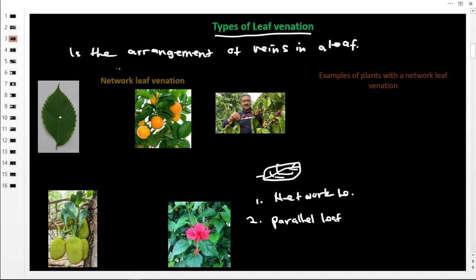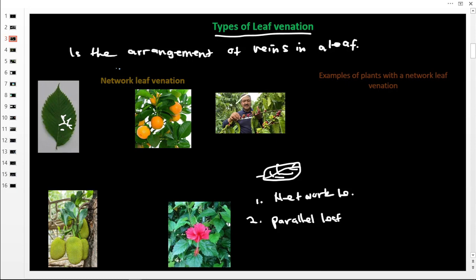For example, when you look at this leaf here, it has a network venation. When these veins branch off the midrib, they make a net-like structure. This network leaf venation is a characteristic of all the dicotyledonous plants, as we discussed in the previous lessons. Let us now look at the plants that have network leaf venation.